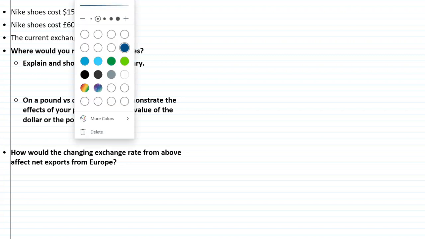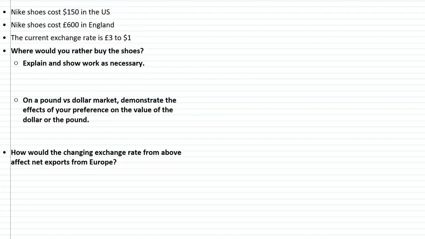So first problem here, we've got Nike shoes that cost $150 in the United States. They cost 600 pounds in England, and we've got a current exchange rate of 3 pounds to a dollar. And so the first question is, where would I rather buy the shoes? Well, there are two easy ways to approach this. Think first if you were in the United States and you have $150 to buy the shoes, and you took your $150 to England, right?